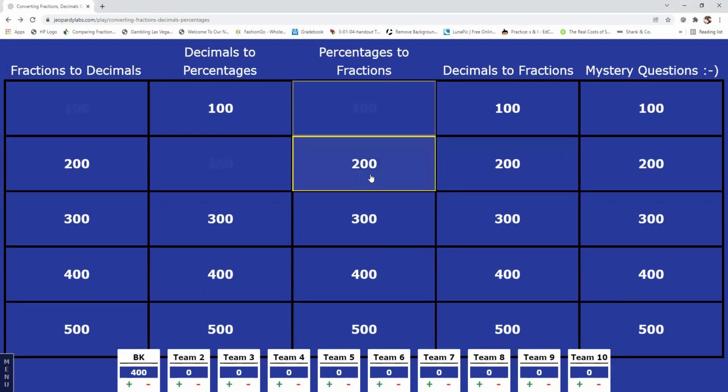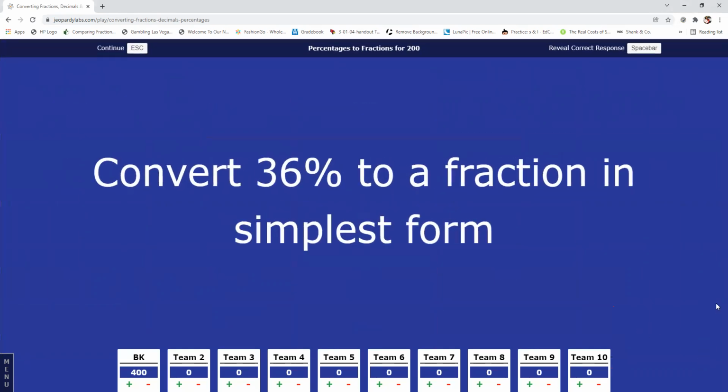All right, let's go percentages to fractions for 200. It says convert 36% to a fraction in simplest form. So make sure it's in simplest form.